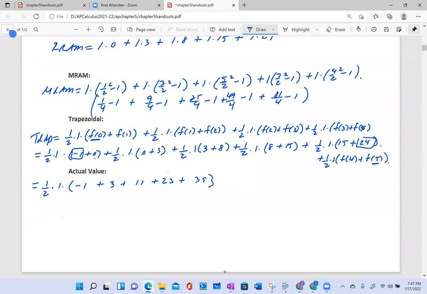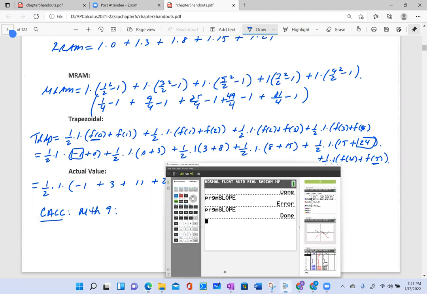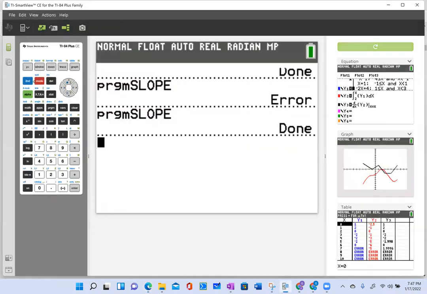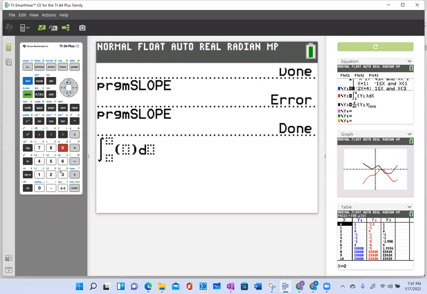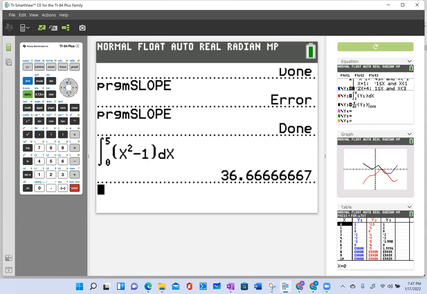The actual value is by calculator, where we would hit Math 9, and we'll take a look at that now. So we'll go Math 9. The lower limit is 0. The upper limit is 5 of x squared minus 1 dx. And the actual value is 36 2/3.